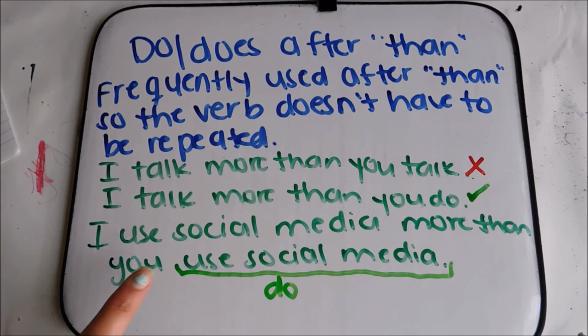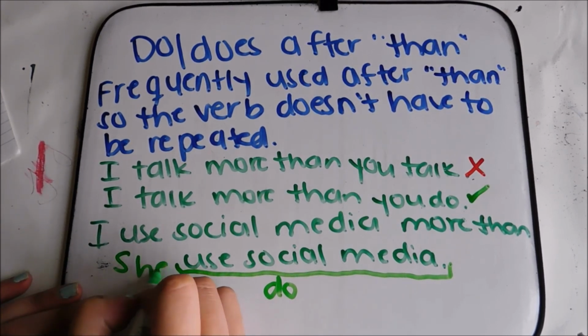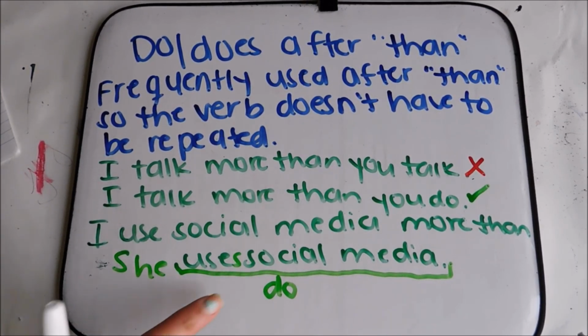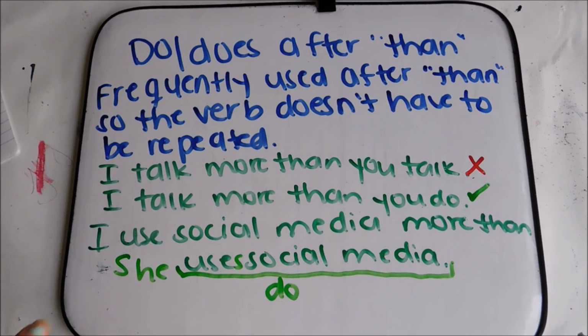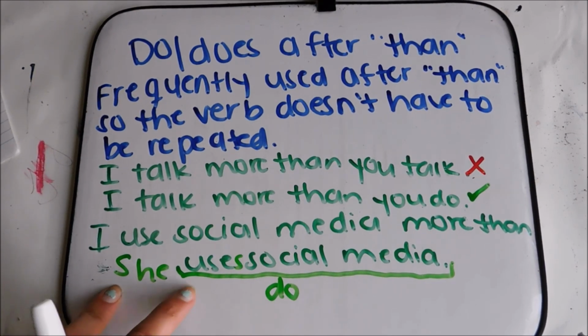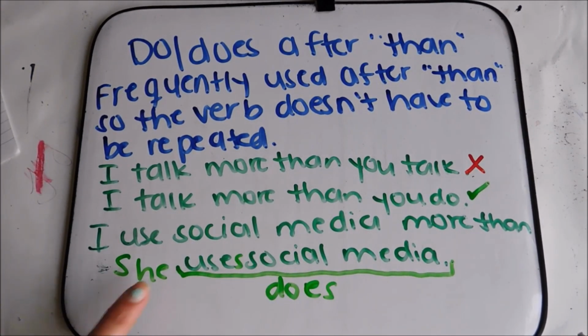And does, if we change this one to she and we add an S to uses, I use social media more than she uses social media. It sounds like a tongue twister, right? So we're going to replace uses social media with does, because she is a third person singular. That way it sounds better, it doesn't sound repetitive, and it's not as difficult to say.